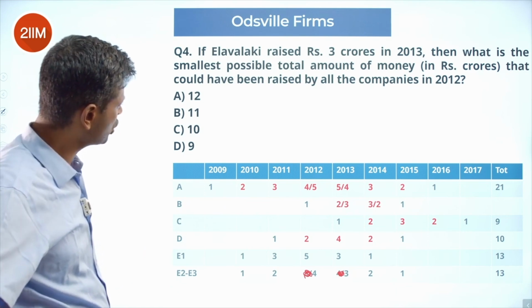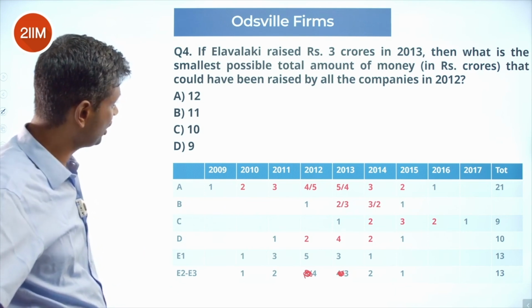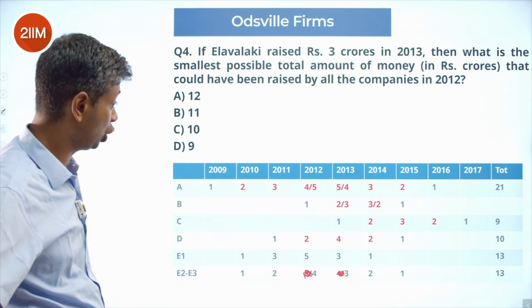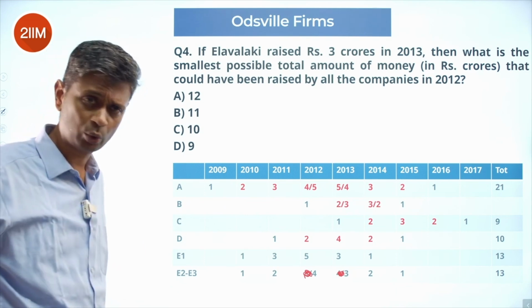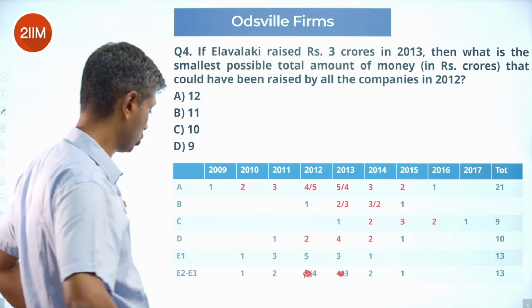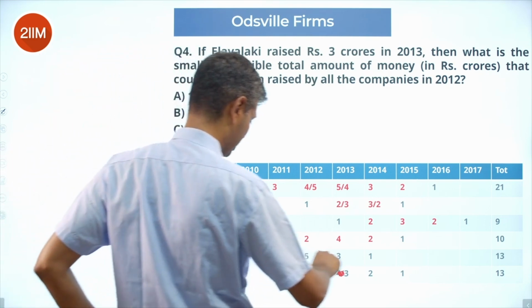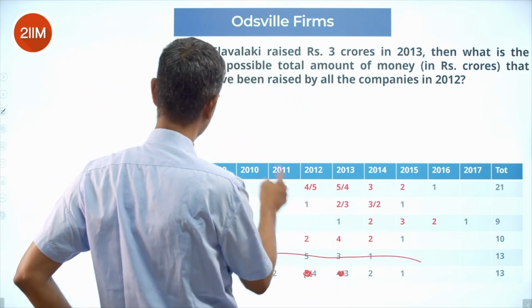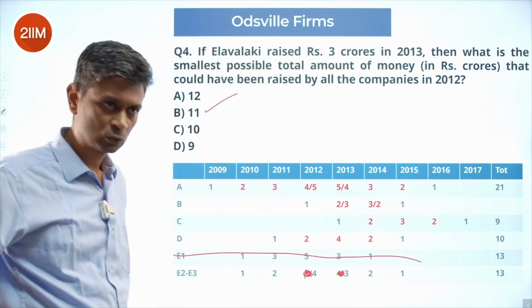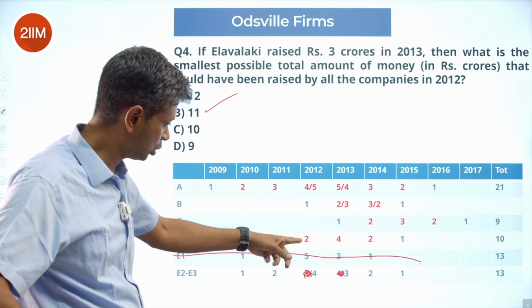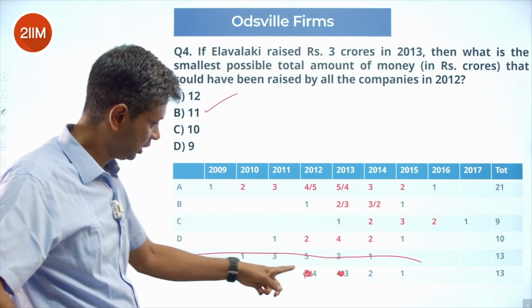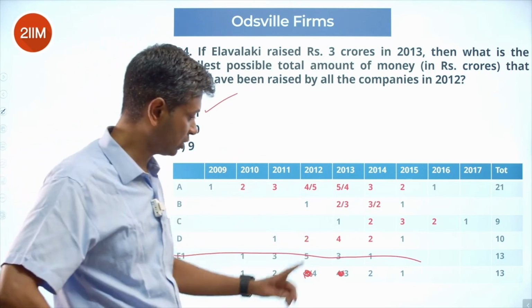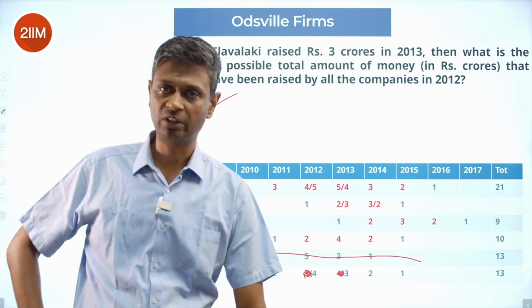What is the smallest possible total amount of money that could have been raised by all the companies in 2012? In 2012, smallest, we want as small as possible in 2012. So we eliminate this. So this is 4. 4 plus 2, 6. 6 plus 1, 7. 7 plus 4, 11. 11 is possible. 4 for this, 1 for this, 2 for this, 0 for this, and 4 for this. Not this option, this option. 6 plus 1, 7 plus 4, 11 crores.